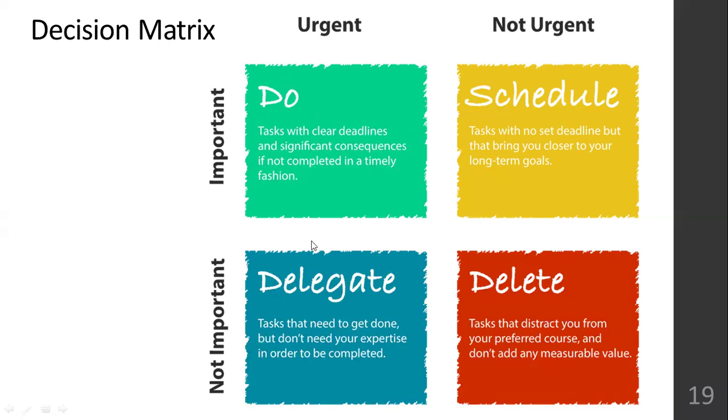Things that are urgent but not important, delegate it. Let somebody else handle it, so your time you can focus on important things. Not urgent and not important, delete it. No need to do it anymore. This is the decision matrix. Any doubts here so far? If you have any doubts, you can mention in the chat box.